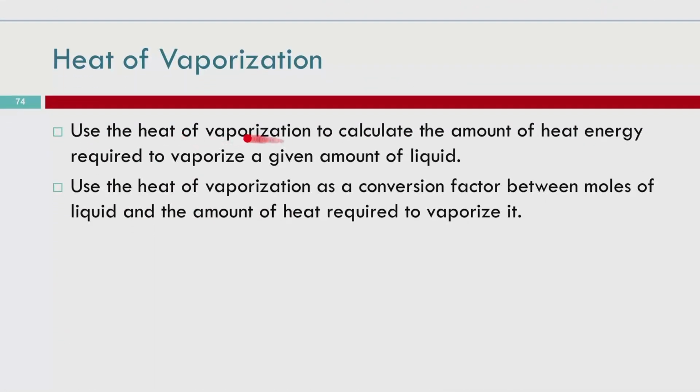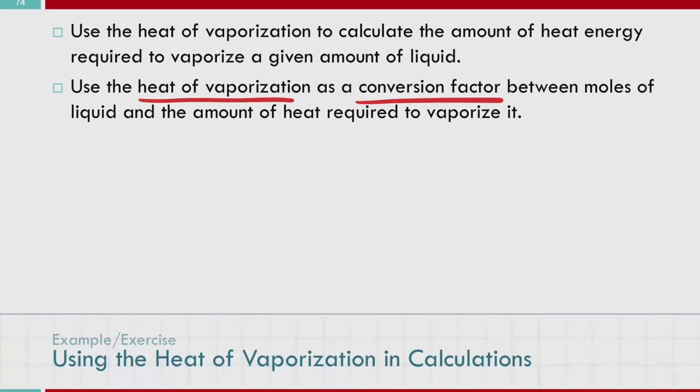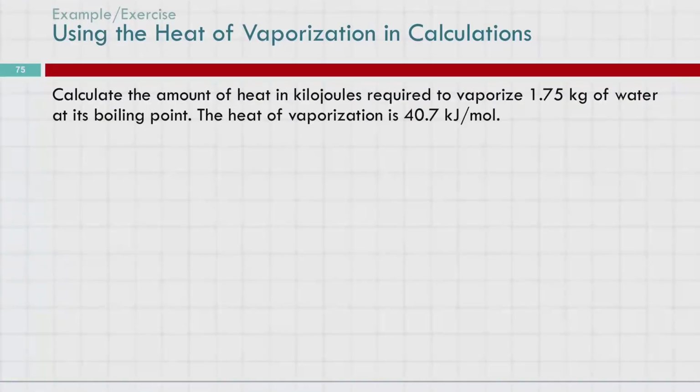Okay, so we can use heat of vaporization to calculate the amount of heat required to vaporize a given amount of liquid. It's awfully similar to our heat of fusion that we looked at a couple slides ago. Heat of vaporization is a conversion factor between moles and amount of heat required to vaporize it. Now that we've already done one of these, I'm going to give you one to do. So please calculate the amount of heat in kilojoules required to vaporize 1.75 kilograms of water at its boiling point. The heat of vaporization is 40.7 kilojoules per mole.